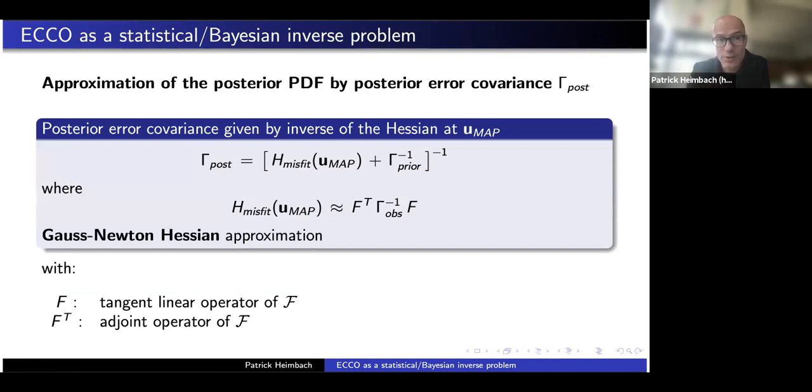We can take this further, and because we're now talking about the Gaussian posterior, we have the posterior error covariance, which we can formulate as a sum of the inverse of the prior error covariance and the Hessian misfit, which is the second derivative of our misfit function with respect to the unknowns. I will get into this a little bit later. We can approximate this Hessian by the Gauss-Newton Hessian, which only involves effectively first order derivatives, which is the tangent linear and the adjoint operator here. And we'll take advantage of this much later.